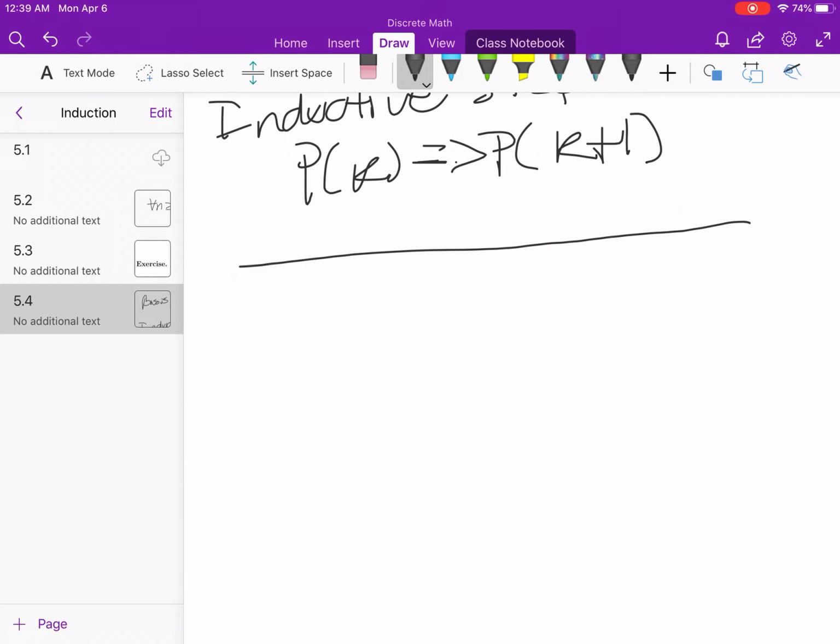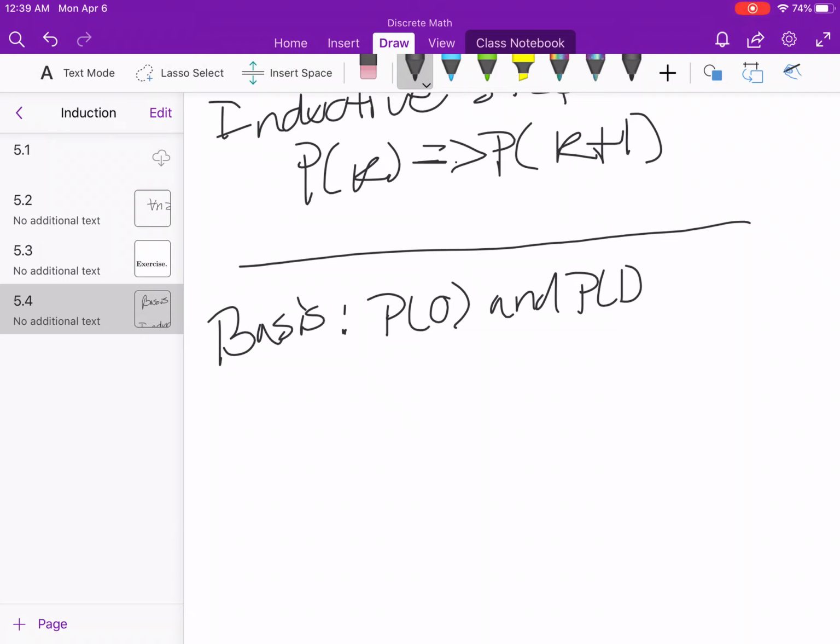The book kind of makes a bit of a thing. Well, for the basis, I'm going to show that P of 0 and P of 1 up to some P of B, I'm going to call it, right? I'm going to show that these are all true. And then in most cases, you're only going to really need to show that one or two things is true. But this is sort of a general form, right? If I had to show that 10 things were true in order to actually meet what I needed in my inductive step, then I would actually do that.